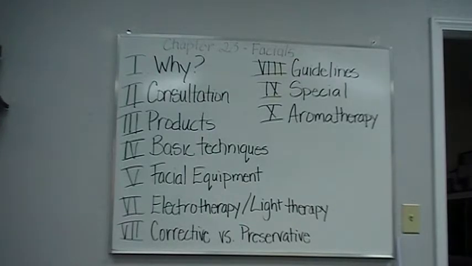Effleurage is a light, continuous stroking movement applied in a slow, rhythmic manner with the fingers or the palms. Petrissage is a kneading movement performed by lifting, squeezing, and pressing the tissue. Fulling is a form of petrissage in which the tissue is grasped, gently lifted, and spread out. That's usually used on the arms.